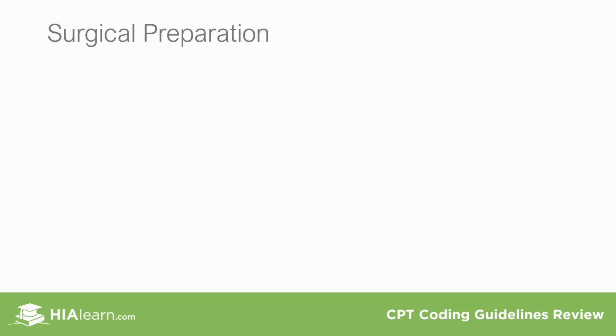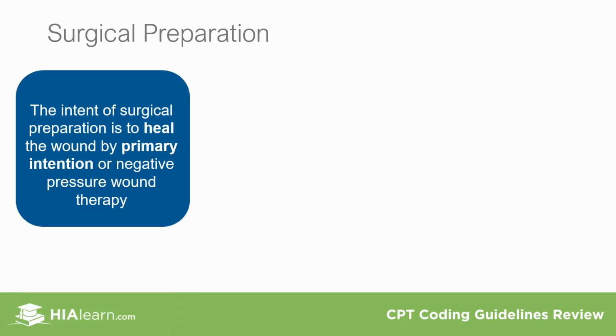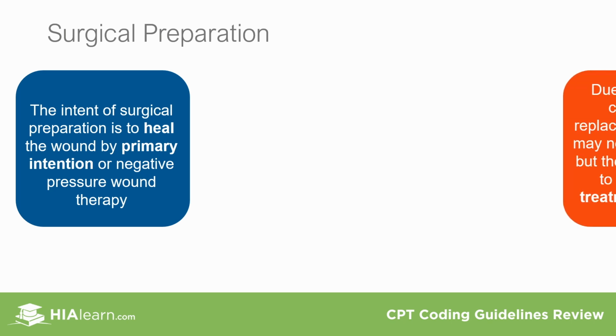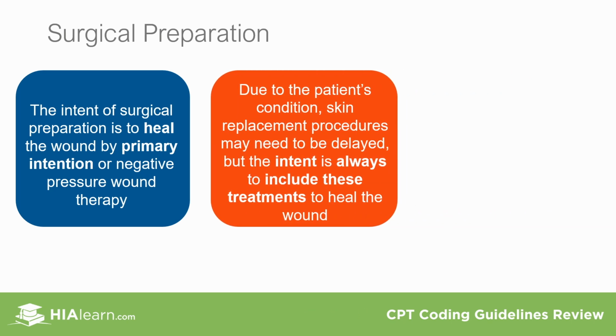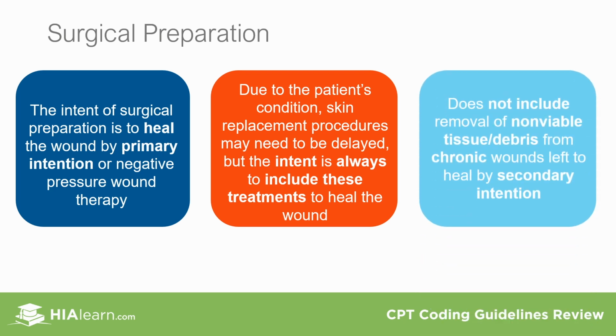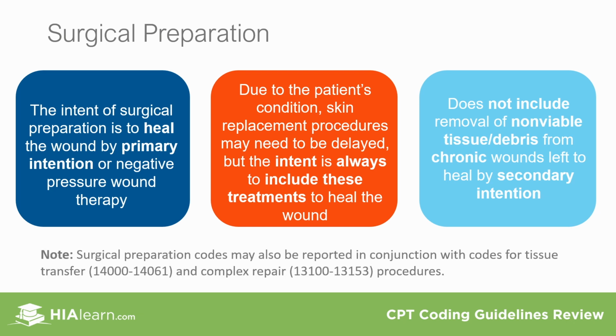The intent of surgically preparing a wound is to heal the wound by primary intention or negative pressure wound therapy. Due to the patient's condition, skin replacement procedures may need to be delayed, but the intent is always to include these treatments to heal the wound. Surgical preparation does not include removal of non-viable tissue or debris from chronic wounds left to heal by secondary intention. Note that the codes for surgical preparation may also be used in conjunction with codes for tissue transfer and complex repair procedures, as well as with codes for skin replacement procedures.